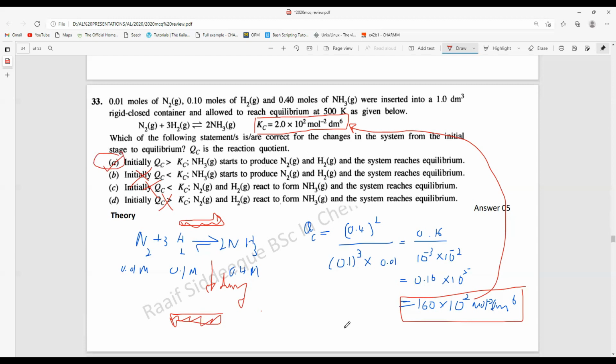Okay, so you understand how we determine and tackle this type of question, right? So try to understand this.